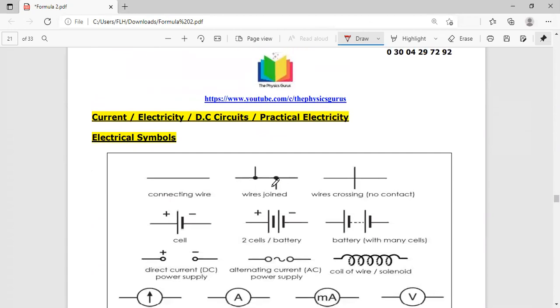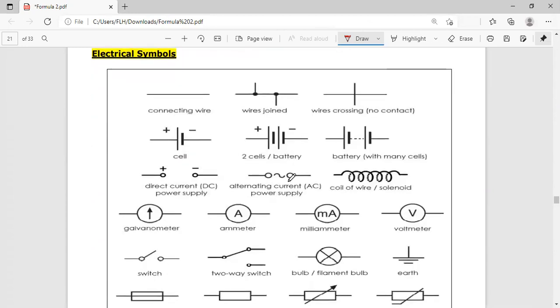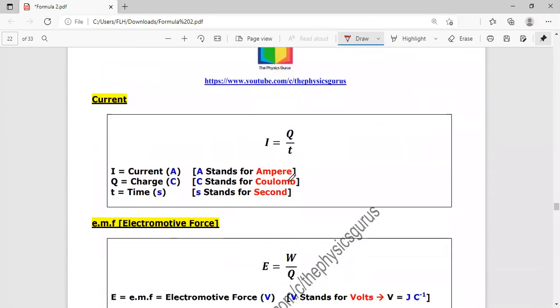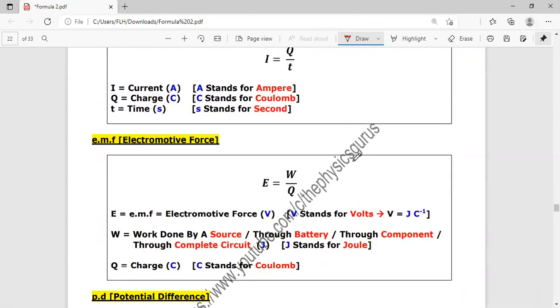Then these are the symbols which are very frequently used in P1, P2 and P3, P4 as well, or you might say in MCQs paper, in theory paper, as well as in ATP paper. So you have to learn these symbols. Then formula of current, I is equals to Q over T. I stands for current, Q stands for charge, T stands for time.